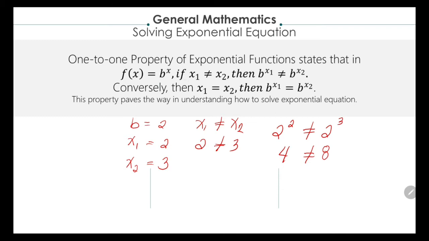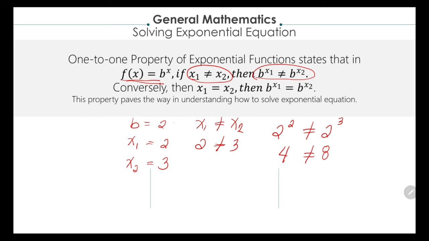That is why if your function is b raised to x, if x sub 1 is not equal to x sub 2, then b raised to x sub 1 is not equal to b raised to x sub 2. Conversely, then, if x sub 1 is equal to x sub 2, then b raised to x sub 1 is equal to b raised to x sub 2.